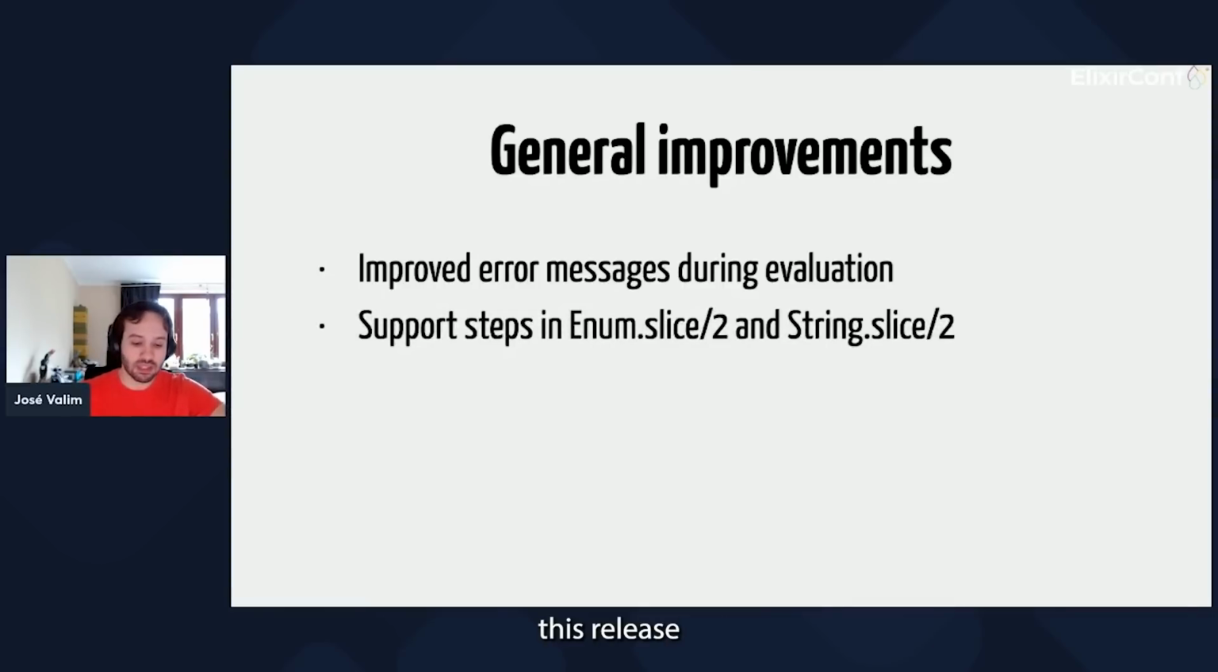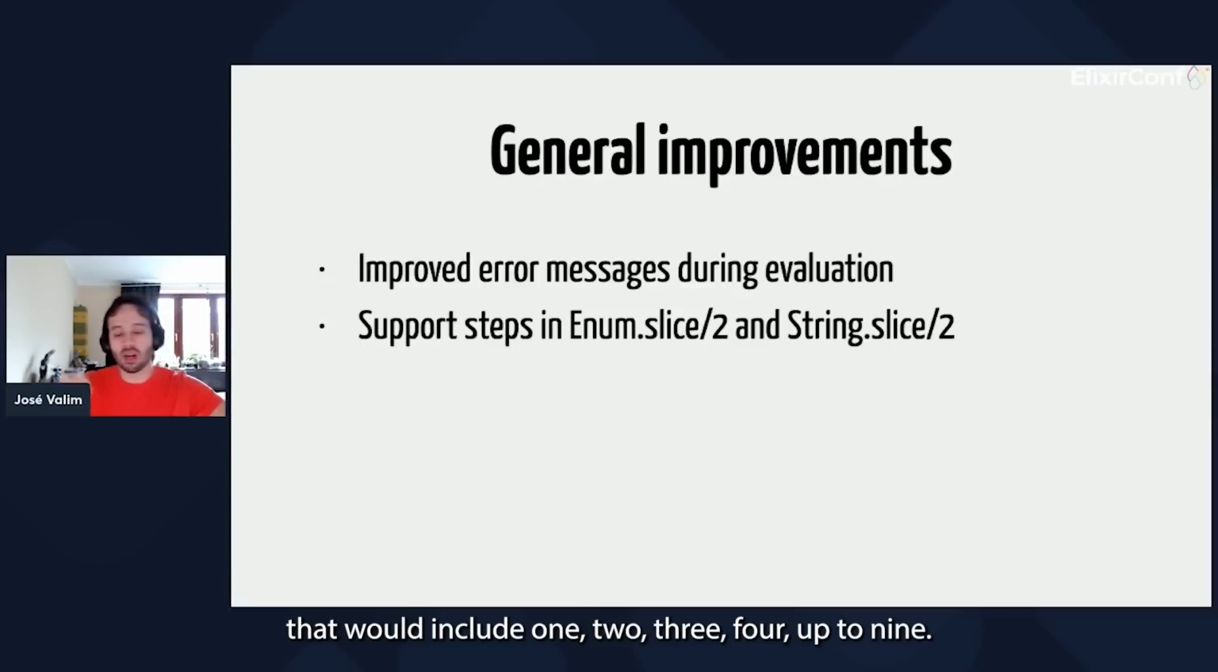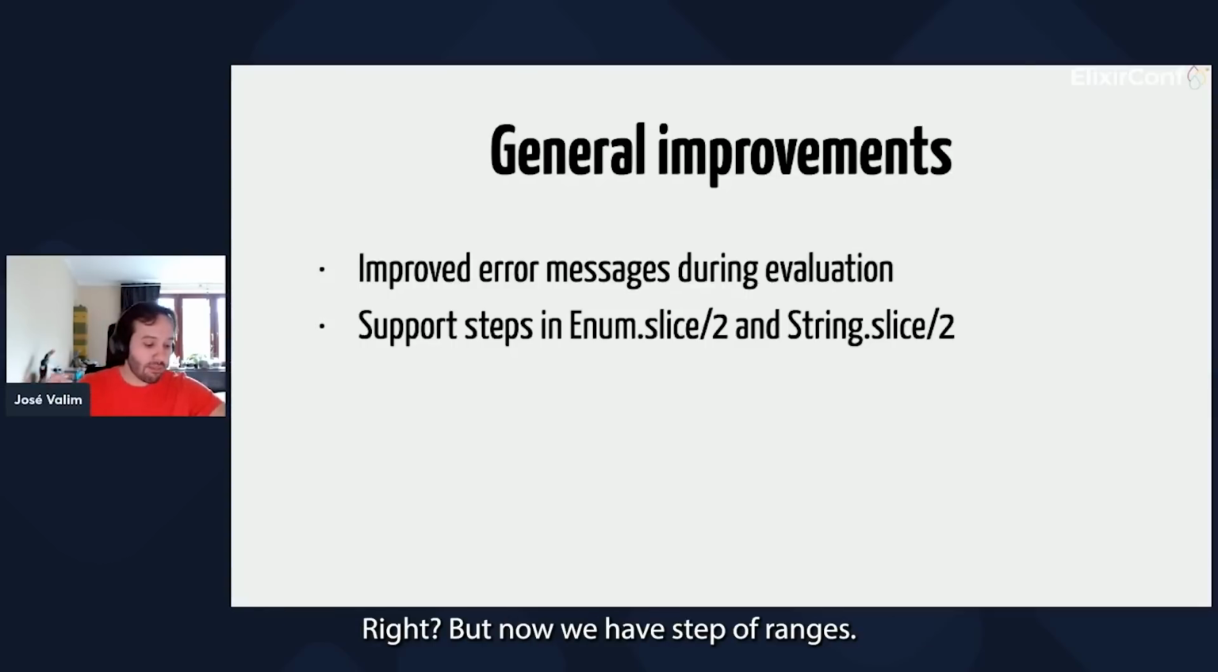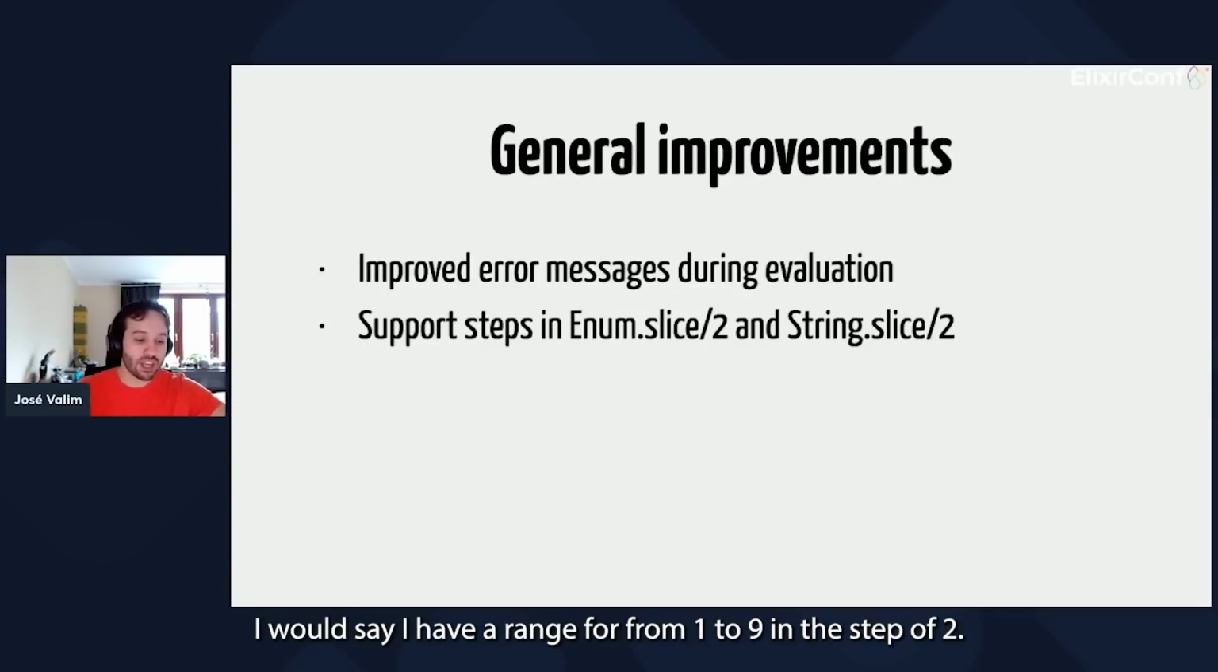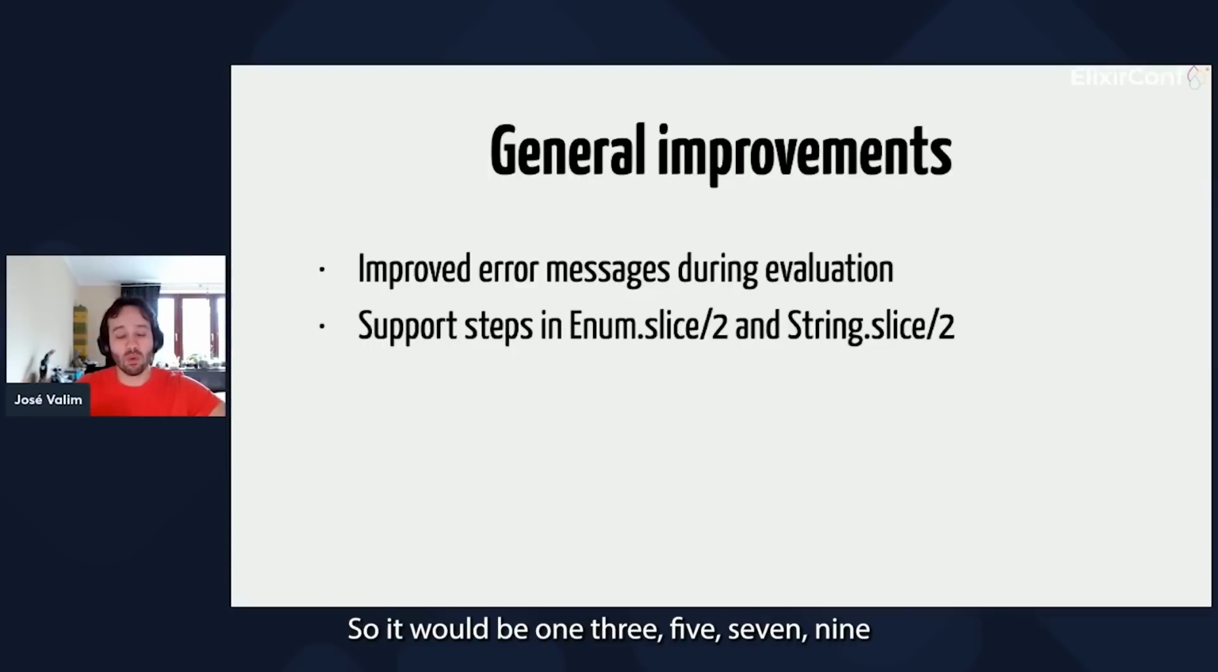Another change in this release is that two or three releases ago, we added stepped ranges. So before we could say, hey, I have a range from 1 to 9, and that would include 1, 2, 3, 4, up to 9, right? But now we have stepped ranges where you say I have a range from 1 to 9 in steps of 2. So it would be 1, 3, 5, 7, 9.